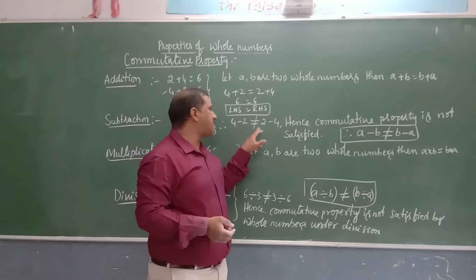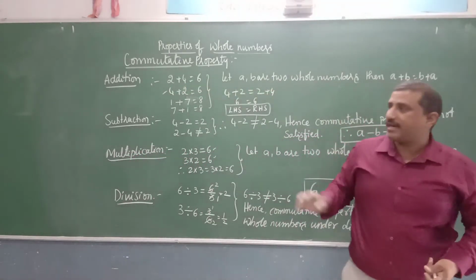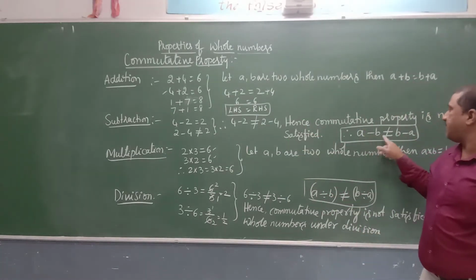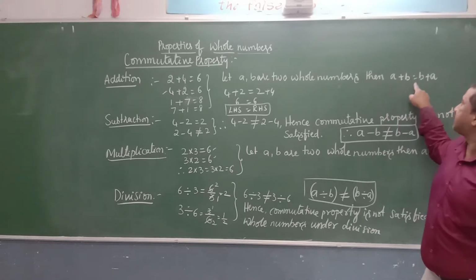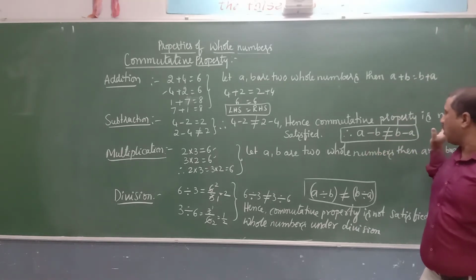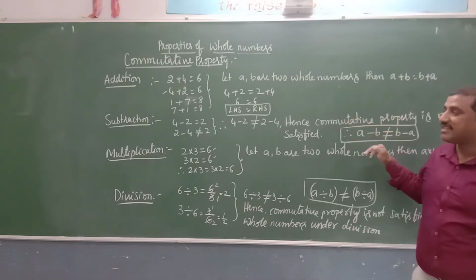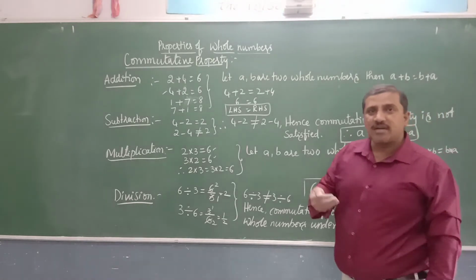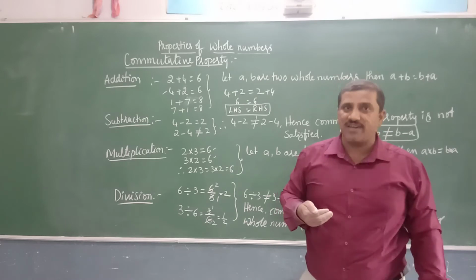4 minus 2 is not equal to 2 minus 4. Hence, the commutative property is not satisfied by whole numbers under subtraction. That is, A minus B is not equal to B minus A. Here it is A plus B is equal to B plus A, and here it is A minus B is not equal to B minus A. It means that the commutative property is not satisfied by whole numbers under subtraction. If you subtract two whole numbers in any order, we will not get the same difference.